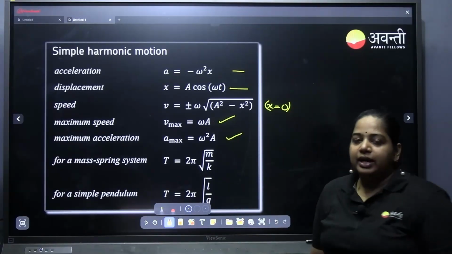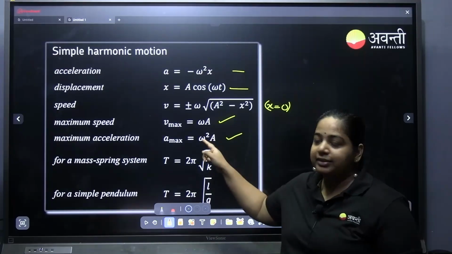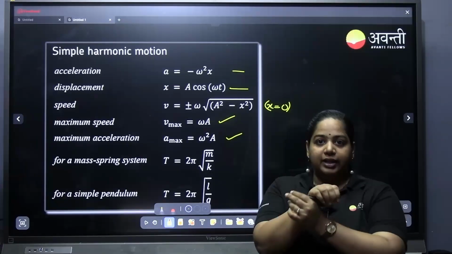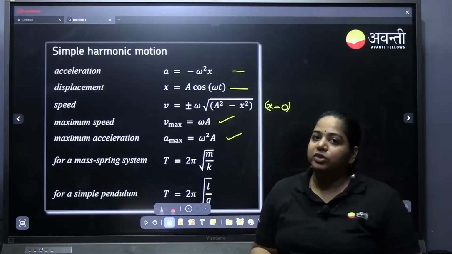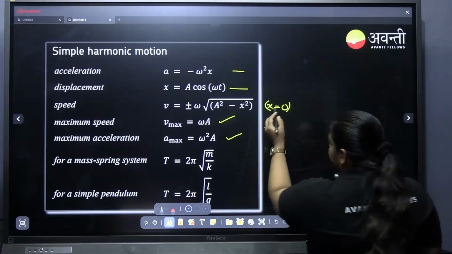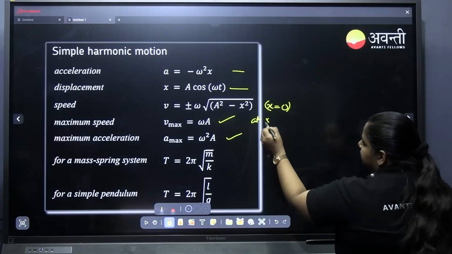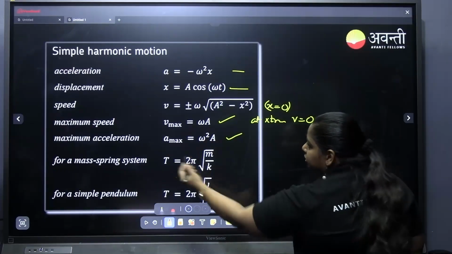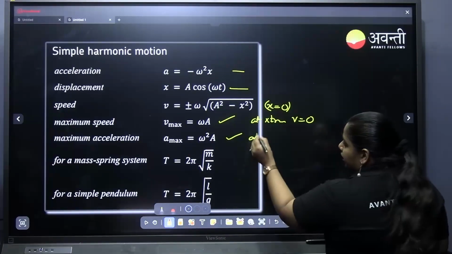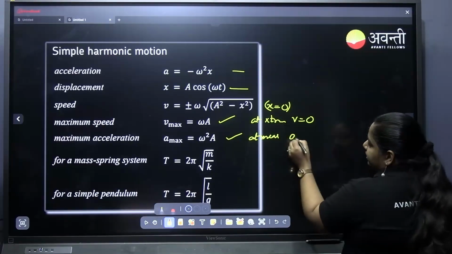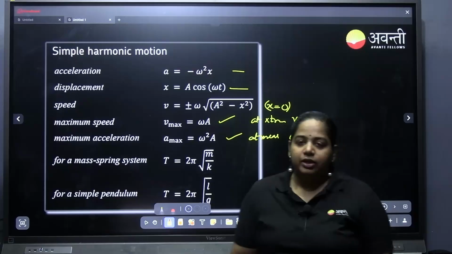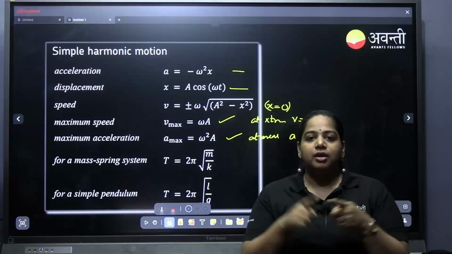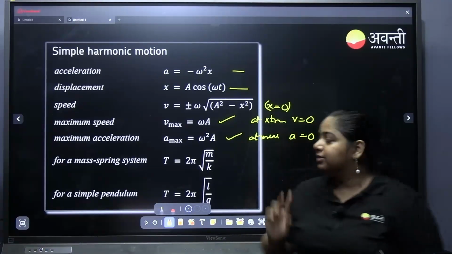Acceleration formula like this, as you know. This is maximum acceleration, substituting x equal to a. So maximum acceleration is at extreme points and minimum acceleration is when x equal to 0, at mean position. At extreme position velocity equal to 0, and acceleration is maximum. At mean position acceleration is 0. Okay, so extreme position: velocity 0, acceleration maximum. Mean position: velocity maximum, acceleration 0.